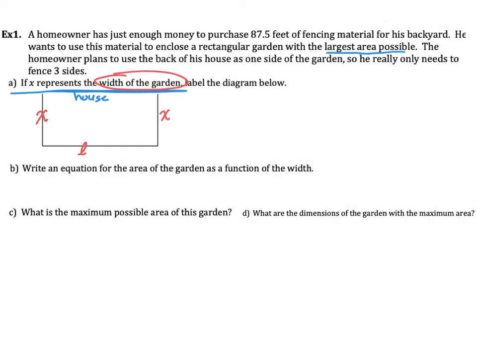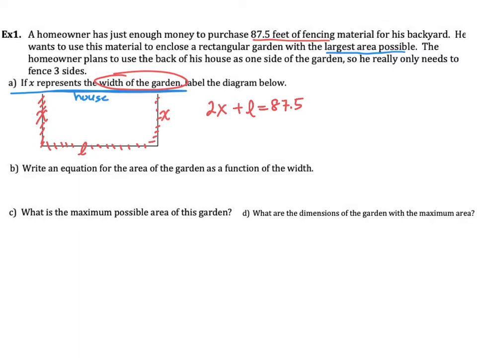So what do you know? If you have 87.5 feet of fencing, well, your fencing is going to be put here and here and here, and we have 87.5 feet to do that. So what are we going to have to do? Well, hopefully you're seeing, okay, that's just the perimeter, except I don't need to do the blue part because that's the house. So it's 2x plus the length equals 87.5 feet. So that represents the perimeter around the garden that we're going to create.